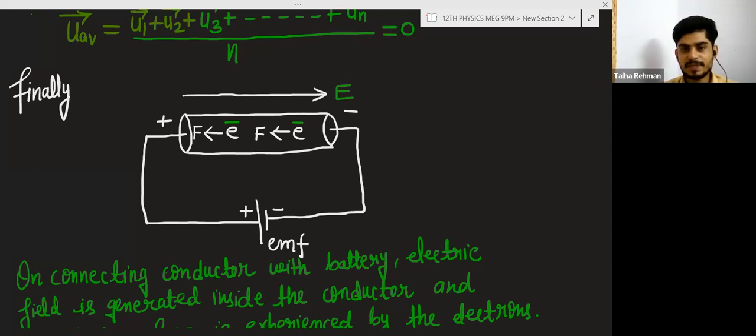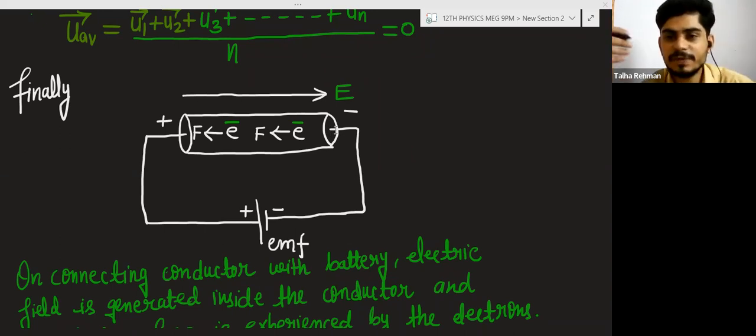But here, what happens in this case? This electron will experience a force in the direction opposite to the electric field, but there will be ions also in the direction of the electron. Suppose this is the ion and this is the electron. When the electron moves from the negative to the positive terminal, it will definitely collide with the ions, because there are ions also.